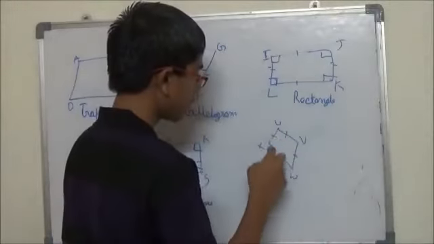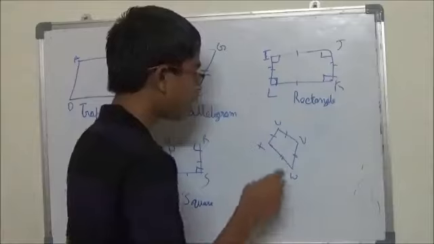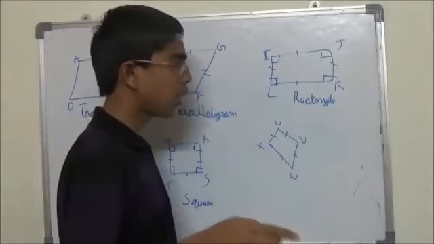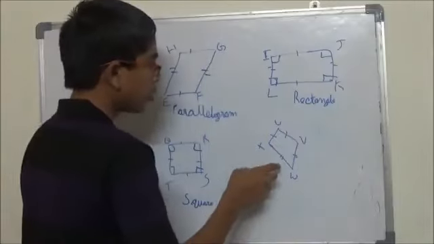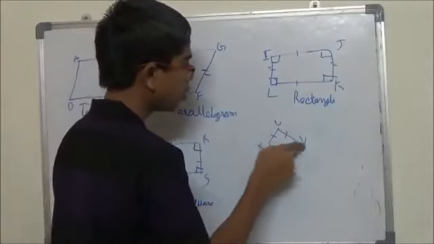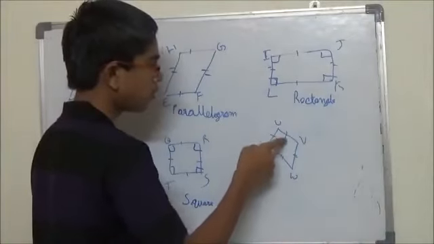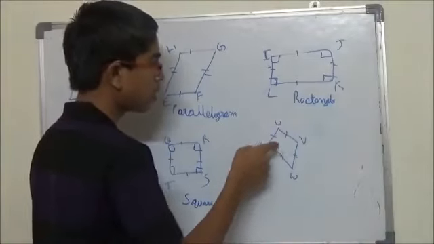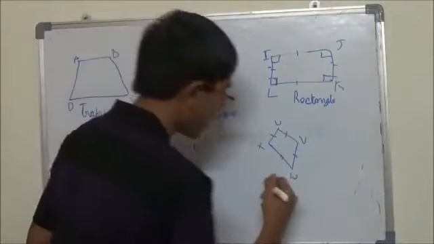And now let's take this figure UVWX. This is not a parallelogram because it's not satisfying the property of a parallelogram that opposite sides are equal and parallel to each other. So let's see how. UV and XW are the opposite sides, but they are not equal and parallel to each other. So UVWX is not a parallelogram, but it's a kite.